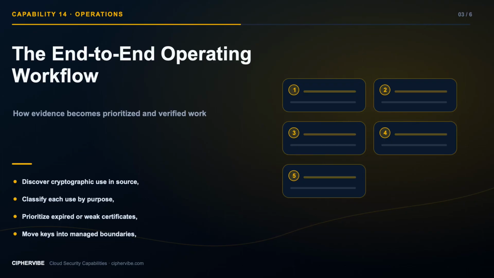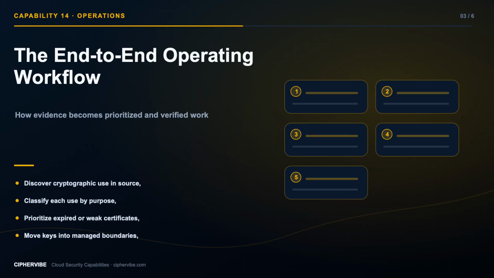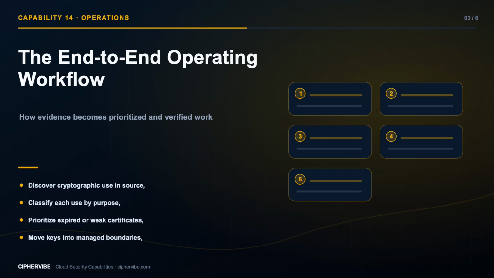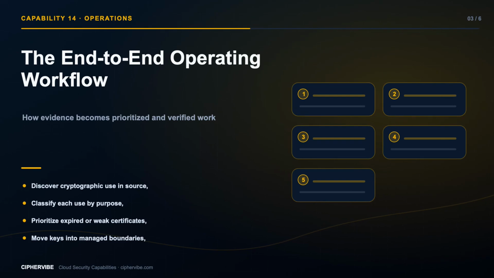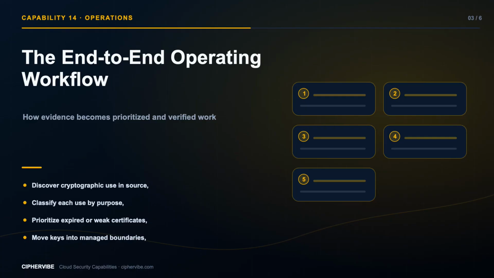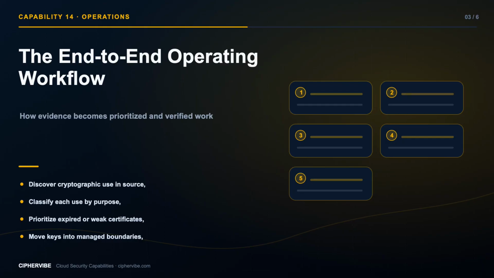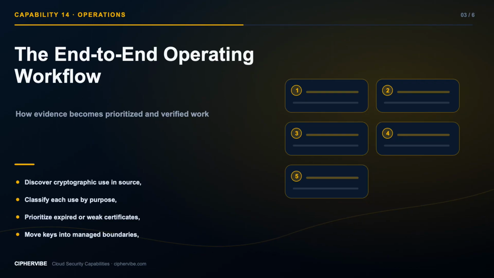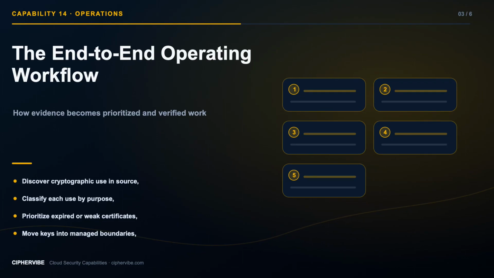Fourth, move keys into managed boundaries, automate lifecycle events, and test rotation without service interruption. Fifth, maintain migration plans for deprecated algorithms, provider changes, certificate authority compromise, and post-quantum transition. The workflow does not end when a ticket closes or an API returns success. Security closure requires fresh evidence showing that the risky condition is gone and does not immediately recur.